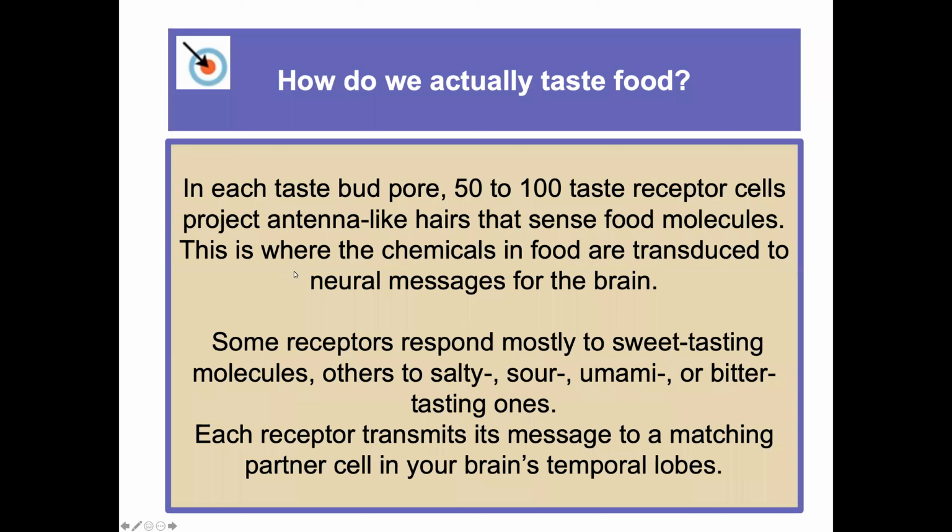So how do we actually taste food? In each taste bud pore, 50 to 100 taste receptors project these little antenna-like hairs that sense food molecules. This is where the chemicals in the food are transduced, again, that concept of transduction, to neural messages for the brain. Some receptors respond mostly to sweet-tasting molecules, others to salty, sour, umami, or bitter-tasting ones. Each receptor transmits its messages to a matching partner cell in your brain's temporal lobe.